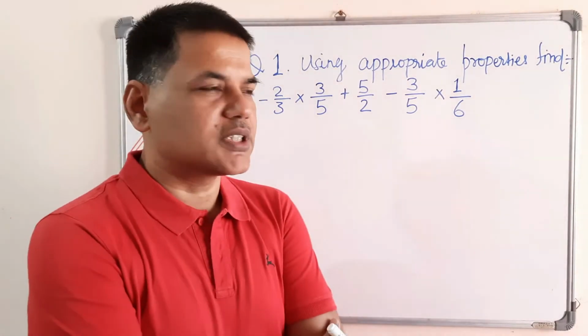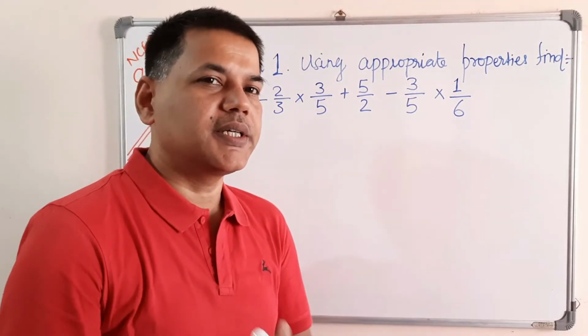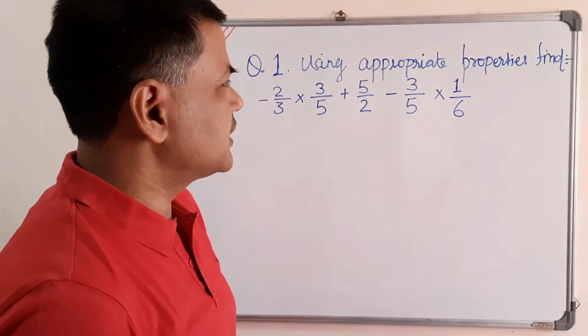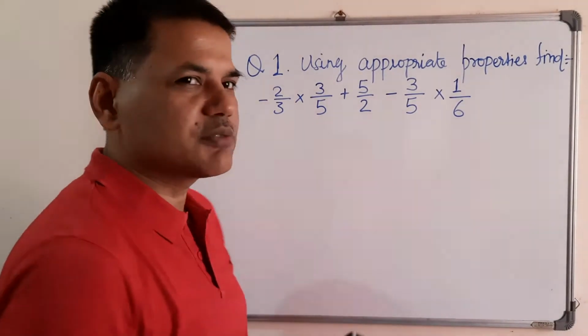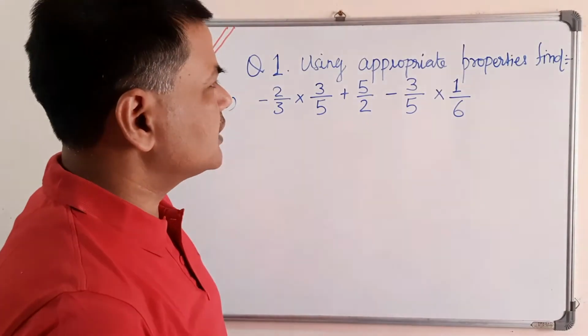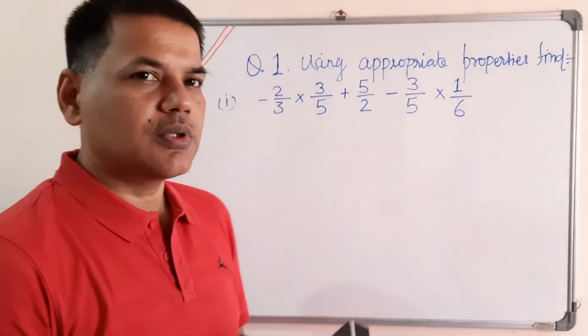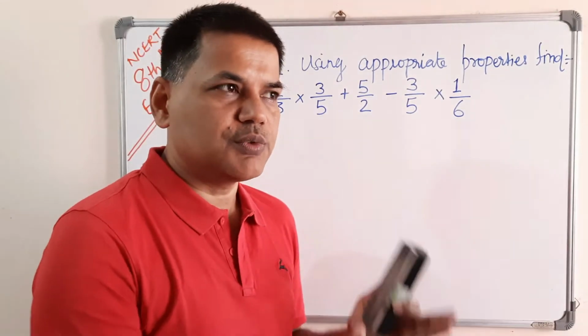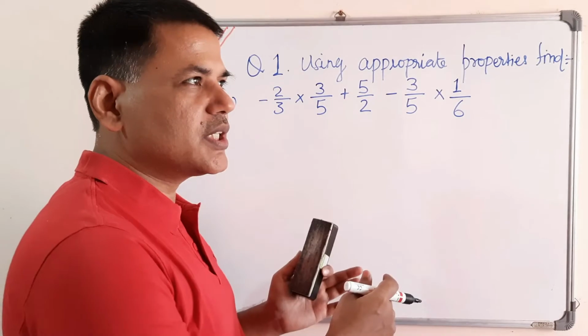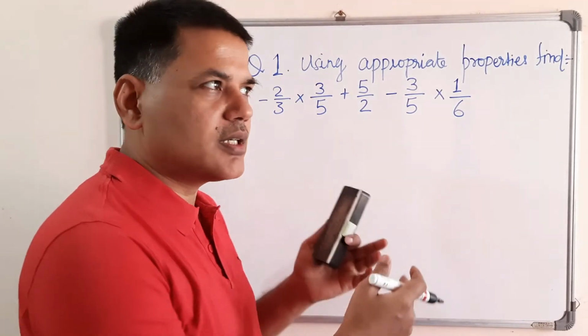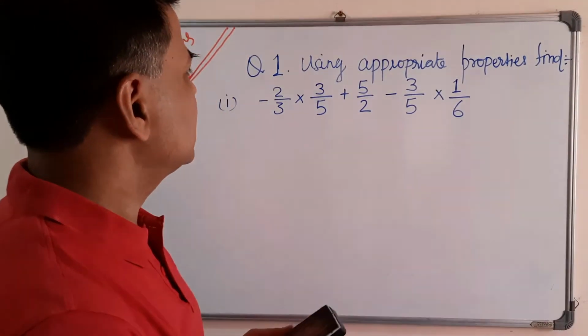This is a simple expression. Definitely for class 8th, it's simple multiplication and minus and plus that we can do. But the question is asking to use appropriate properties. So we have to use some properties which we have learned earlier, show how we are going to use them, and then find the result.